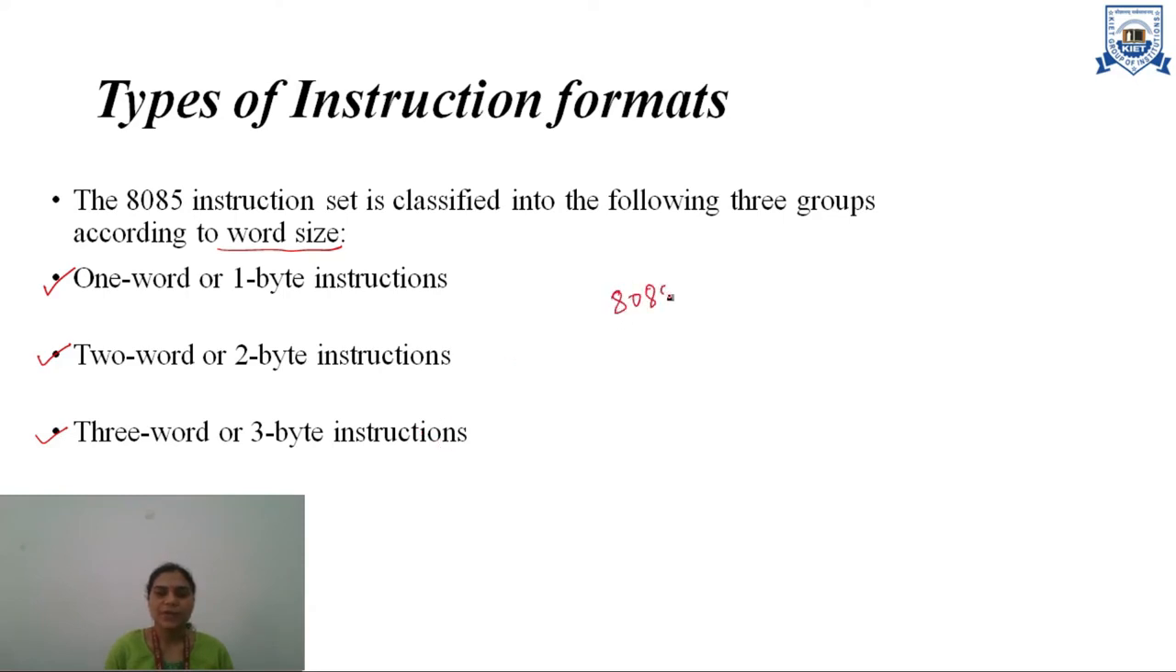The 8085 microprocessor has an 8-bit word size. So word size is equal to byte size. So we can say that word and byte are equal, and we can refer to 1 word or 1 byte, 2 word or 2 byte, 3 word or 3 byte instruction formats. Now we will see each instruction format one by one.